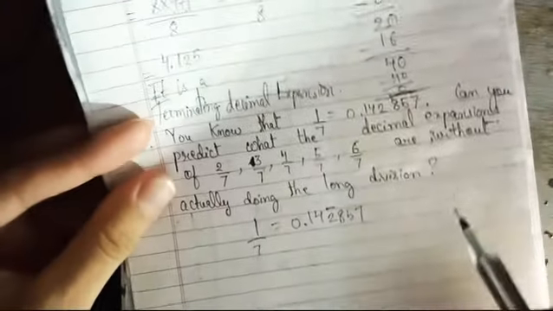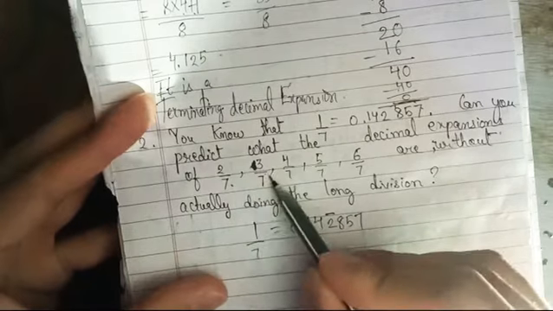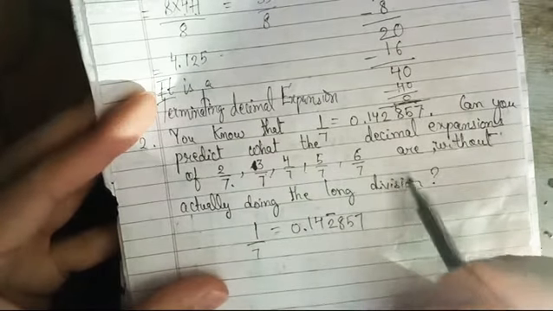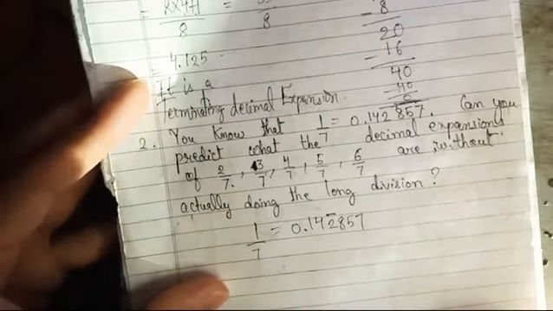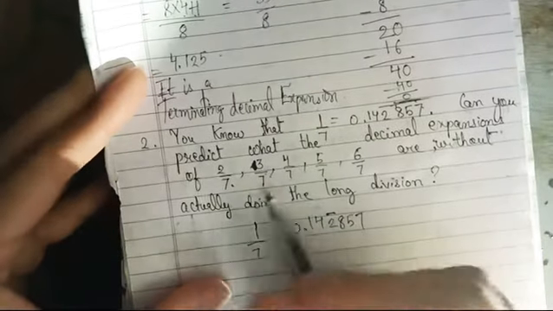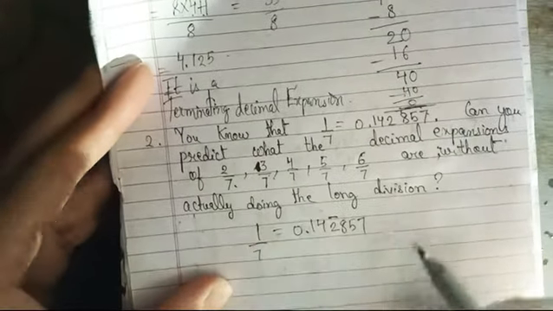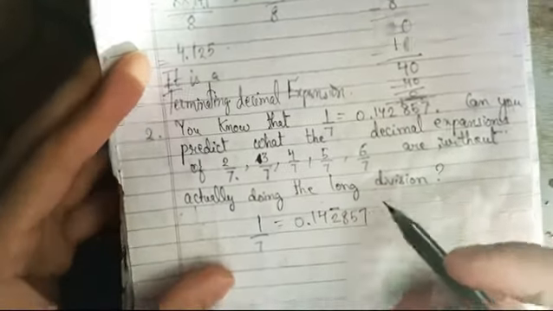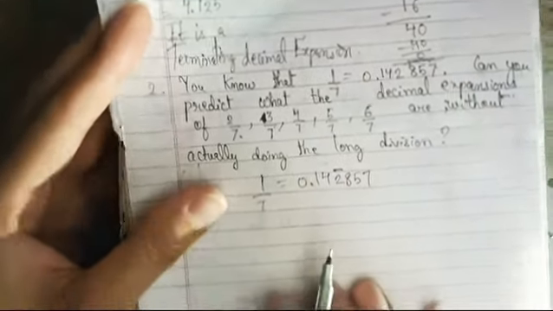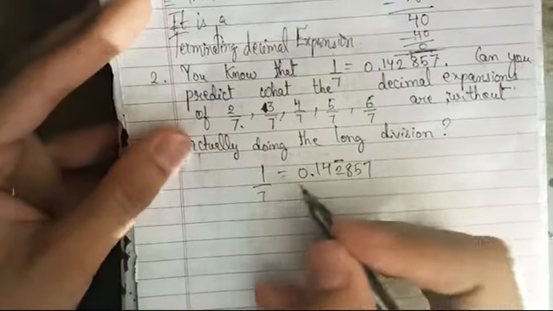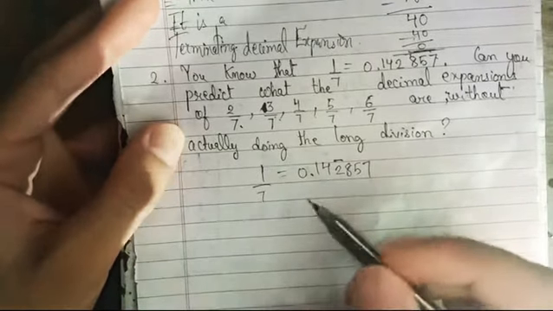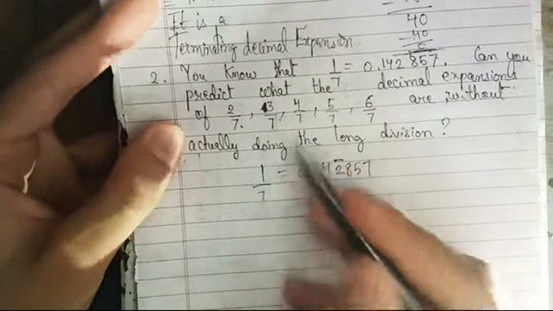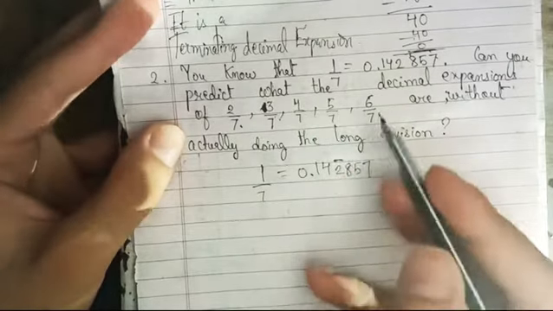So we have to calculate the values of 2 upon 7, 3 upon 7, 4 upon 7, 5 upon 7 and 6 upon 7 without actually doing the long division. That means we don't have to divide, but we have to obtain these values with the help of this 1 upon 7. They are the simplest questions. You just need to multiply this fraction by 2, then by 3, 4, 5, then 6.